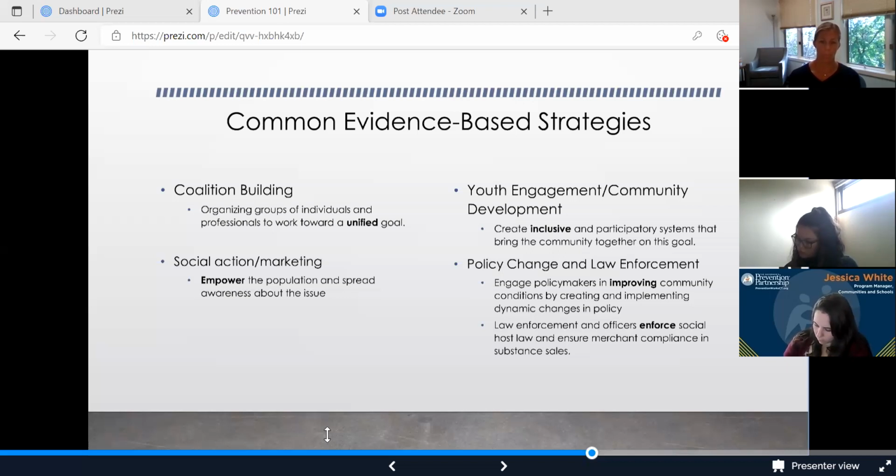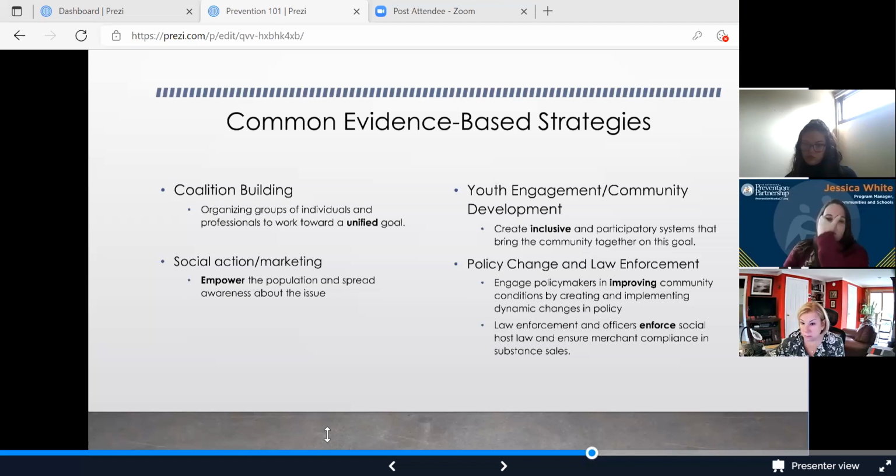Youth look to their peers for what is socially acceptable. So we want to have the formation of youth councils and youth advocacy programs. As we move forward, we have social action and marketing. So social norms campaigns, we want to empower the population and spread awareness and promotion of health about the issue that our coalition has formed. We want to be able to get our message out there and change, basically, the script about what is the norm going forward.